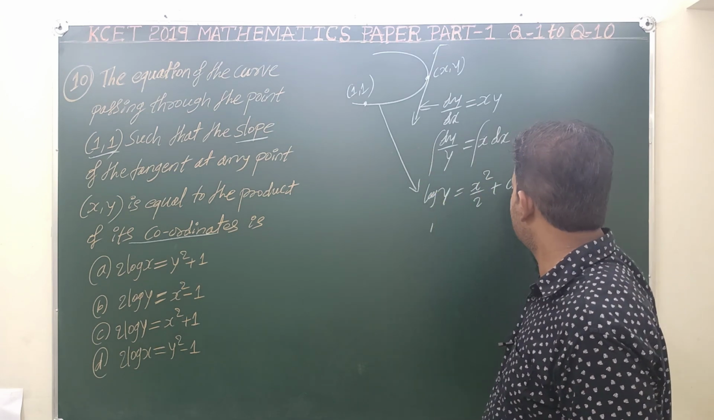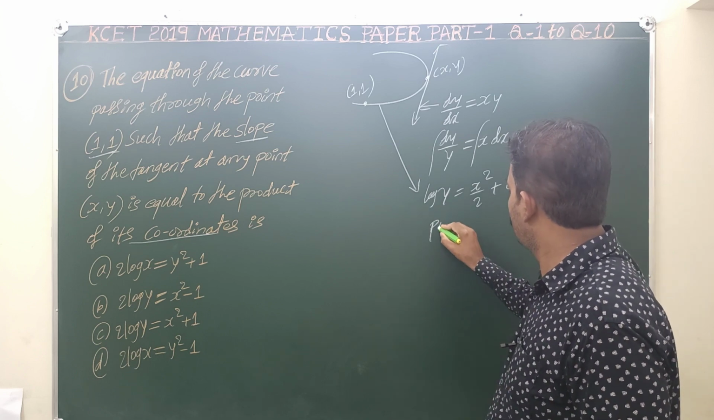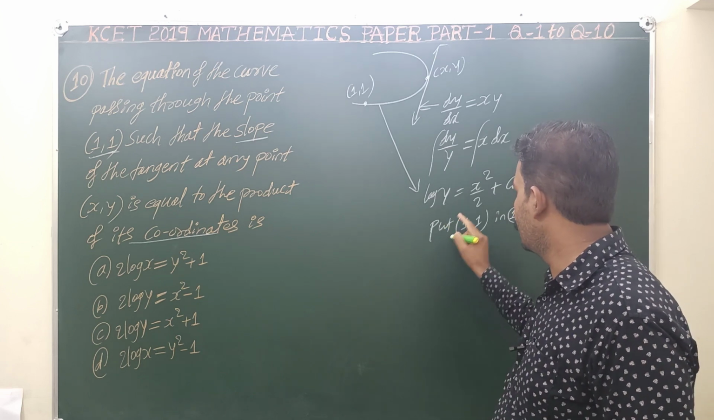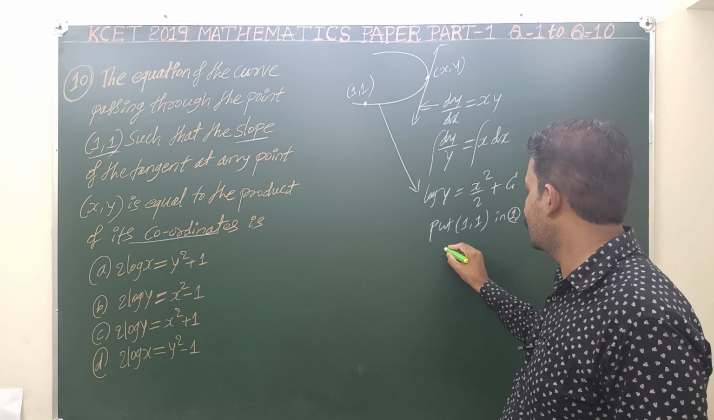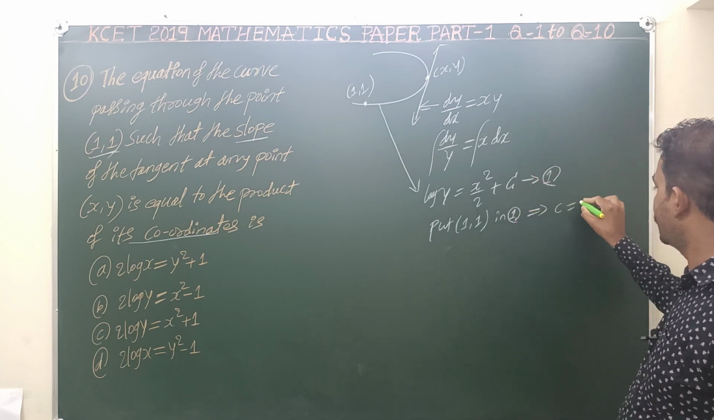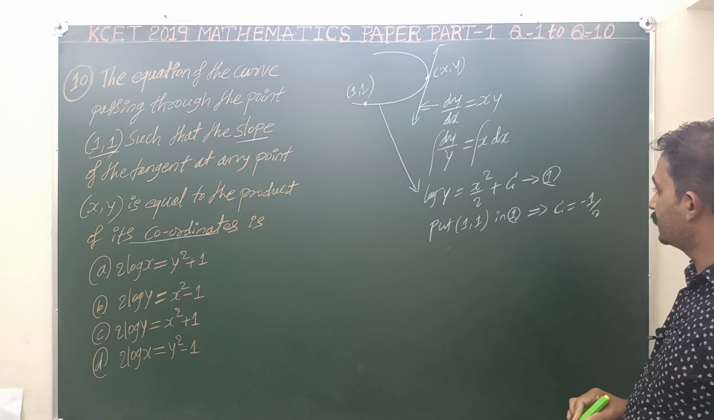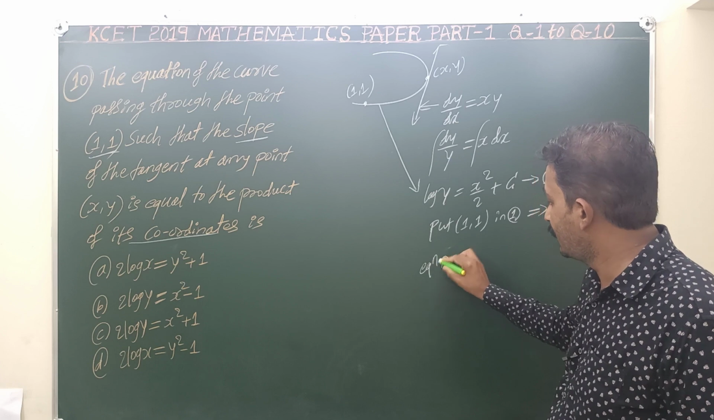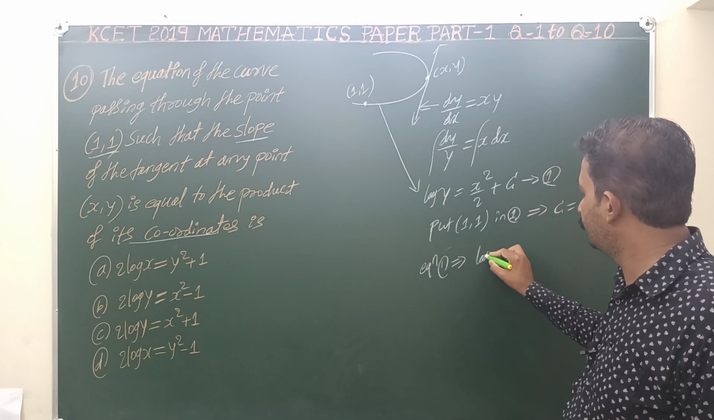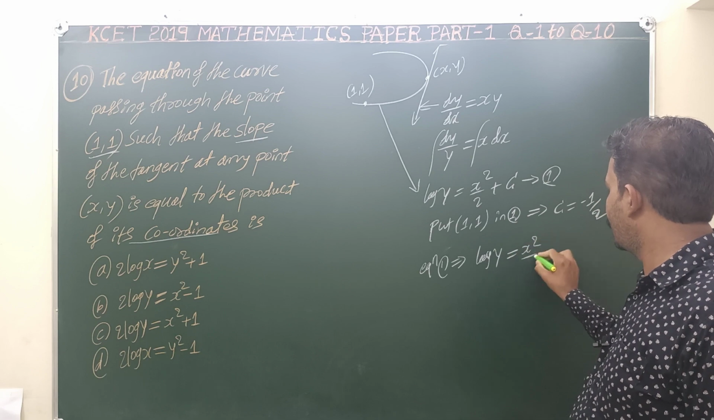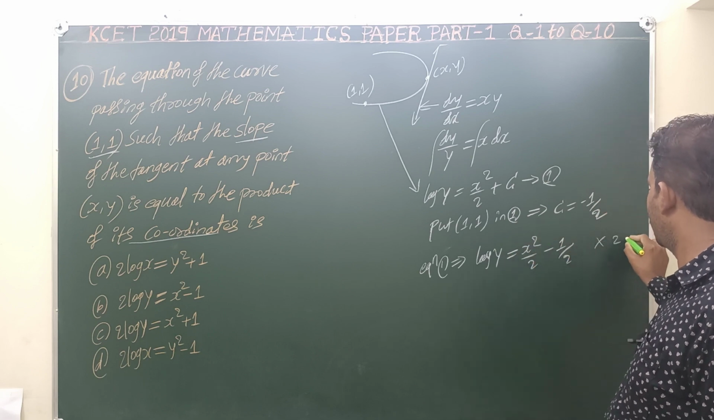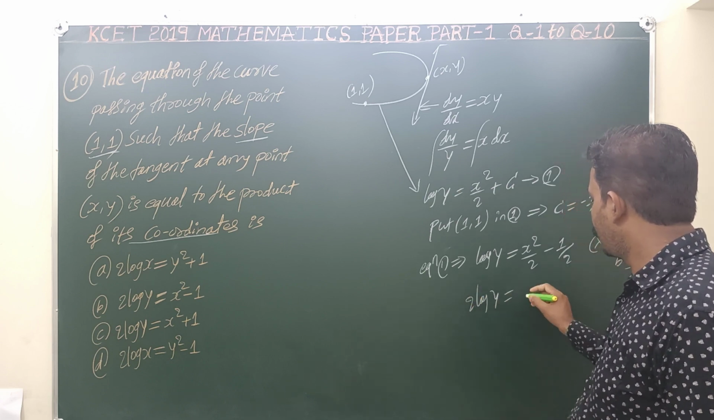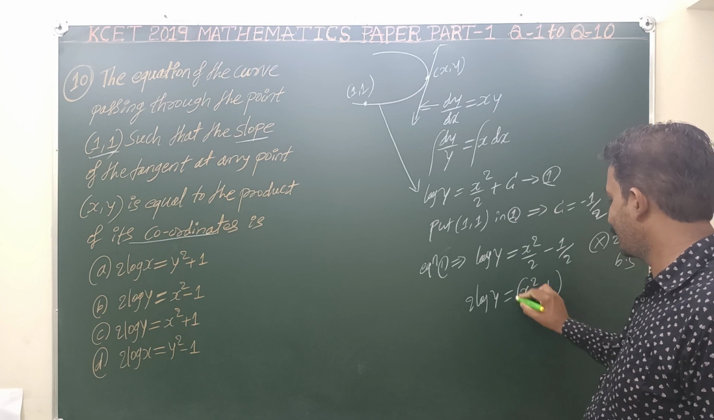So put 1, 1 in this equation 1. So log 1 is 0, 1 square by 2, 1 by 2. Now see, this implies c becomes minus 1 by 2. Now put c is equal to minus 1 by 2 in equation 1. We get log y equal to x square by 2 minus 1 by 2. Now multiply by 2 on both sides. 2 into log y equal to x square minus 1 is the required answer.